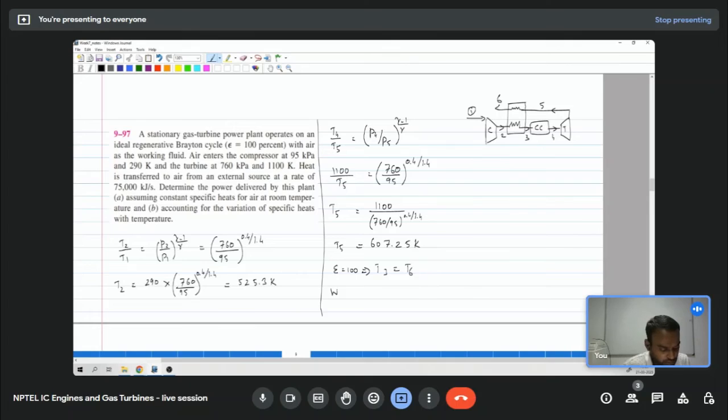We can calculate the compression work, so that is H2 minus H1, which is Cp into T2 minus T1. This is 1.005 into T2, 525.3 Kelvin, minus T1, T1 is 290 Kelvin. So this is 236.47 kilojoule per kg.